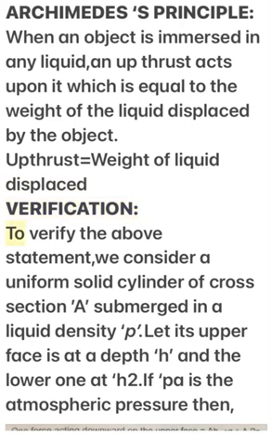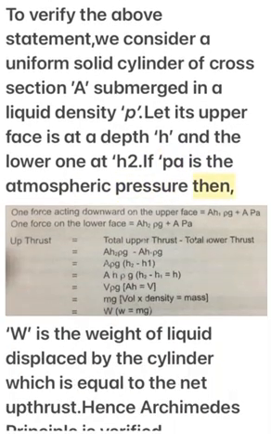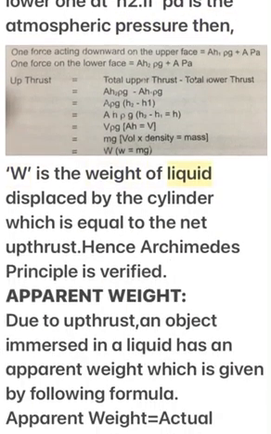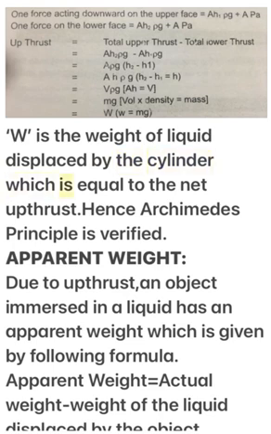Verification. To verify the above statement, we consider a uniform solid cylinder of cross-section A submerged in a liquid of density P. Let its upper face be at a depth h1 and the lower one at h2. If Pa is the atmospheric pressure, then W is the weight of liquid displaced by the cylinder, which is equal to the net upthrust. Hence Archimedes' principle is verified.